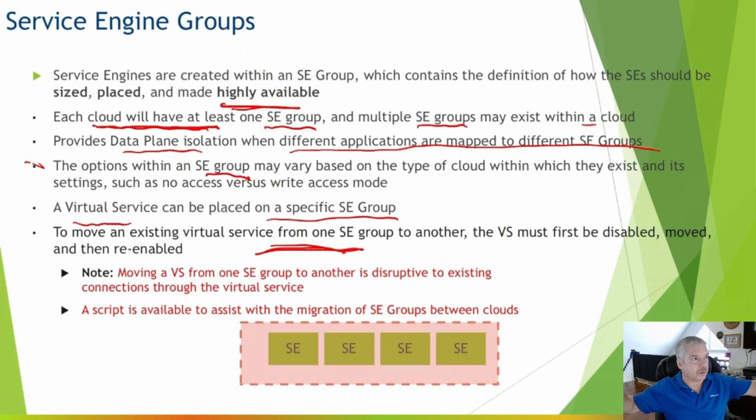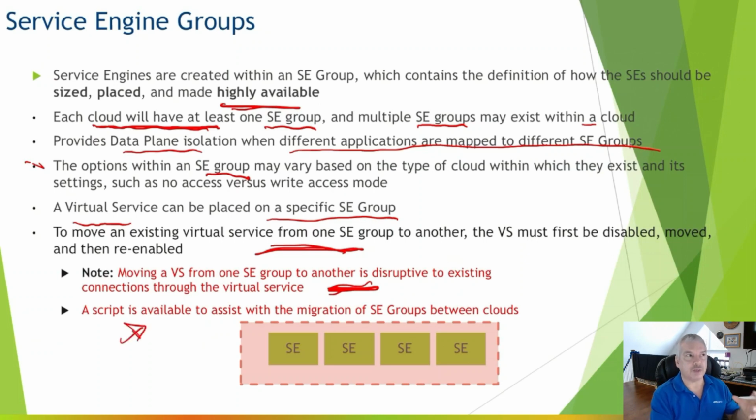I can move that virtual service from that first service engine group over to the second. However, there is going to be some disruption. You have to disable that virtual service to migrate it over. It's probably a good idea to plan things out so you don't have to do it, but you can actually do it. And again, AVI does have some scripts available to do that if you want to.